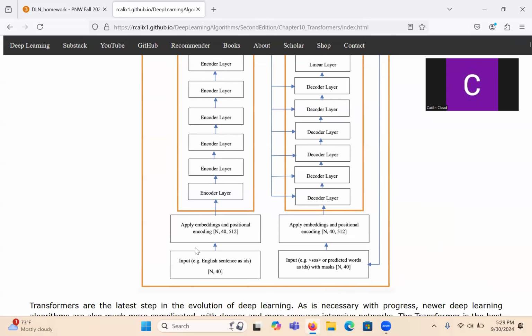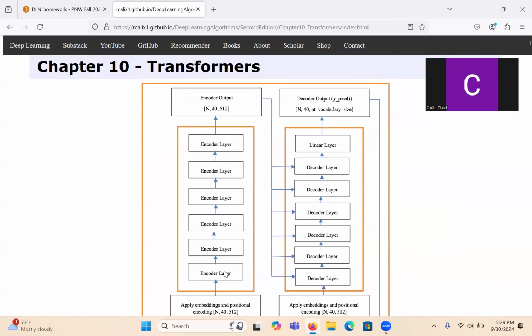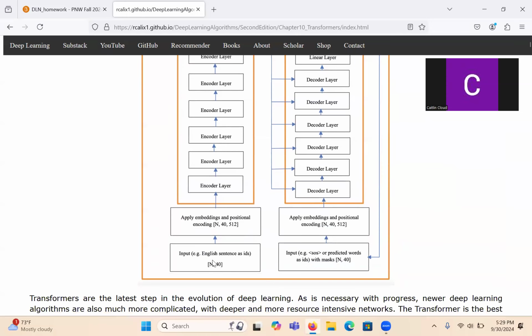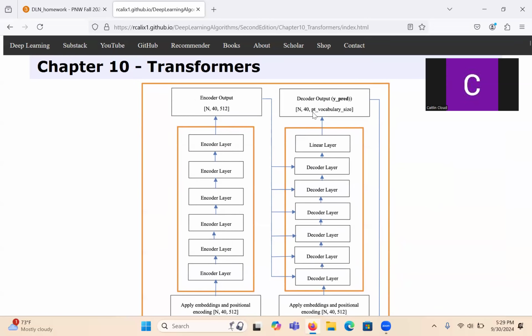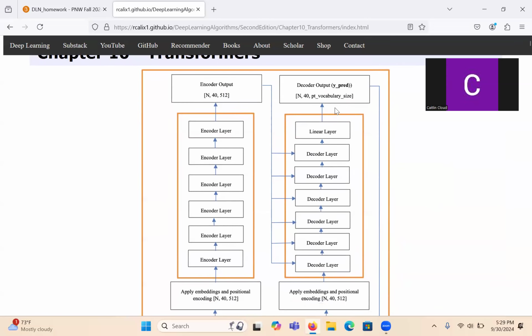Anyway, in this example, for instance, the example of the original transformer, the translation, you were going from English to, let's say, Portuguese, right?